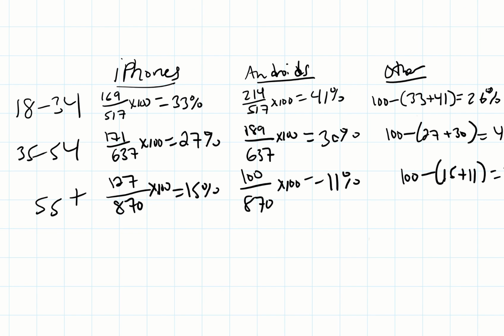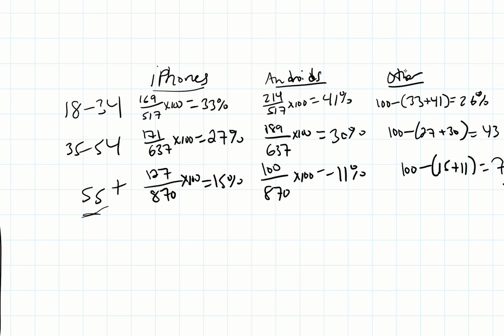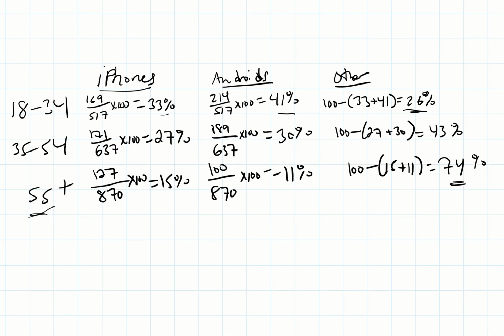So, wow, that looks pretty interesting. So 74% of older folk use other types of phones. Probably going to be the flip phones, that kind of stuff. And only 26% use these smartphones, iPhones and Androids. Very low percentage compared to really young people, 33 and 41. That's 74% of the people in this age group use these smartphones. Only 26%, so about a quarter, use other types of phones.